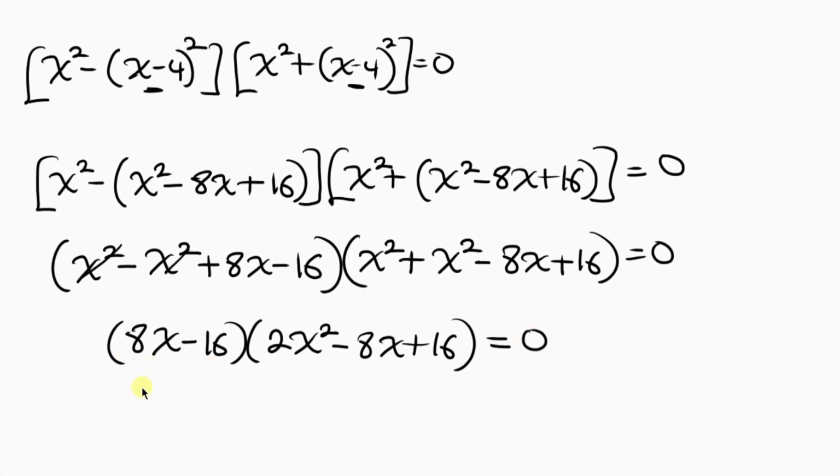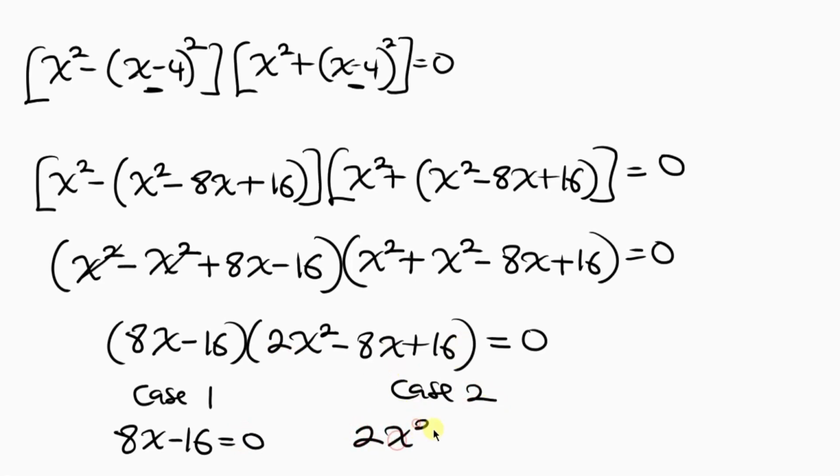For the first case, let me call this case 1. For case 1, we have 8x minus 16 to be equal to 0, while for case 2, we have this, which is 2x squared minus 8x plus 16 to be equal to 0. Well, we can easily simplify case 2. Let's just simplify it further so that we have a simpler equation by dividing through by 2.